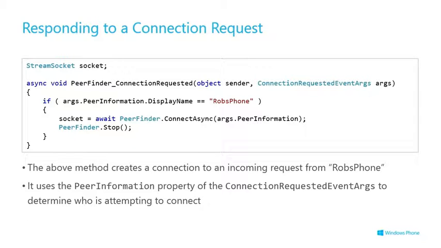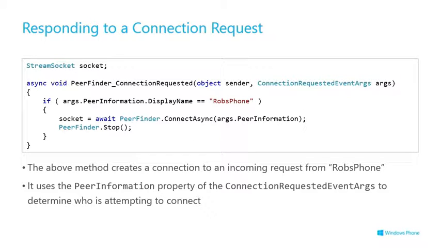Here we've got an incoming connection coming in with a display name of Rob's phone. Here we're not bothering to ask for confirmation. We're just going ahead and saying, yeah, cool, we like Rob's phone. We're going to then connect back to that guy who's just connecting to us. So you call the connect async method for that, passing in the peer information object that you've got from that connection requested event args object. Then you probably want to call peerfinder.stop.